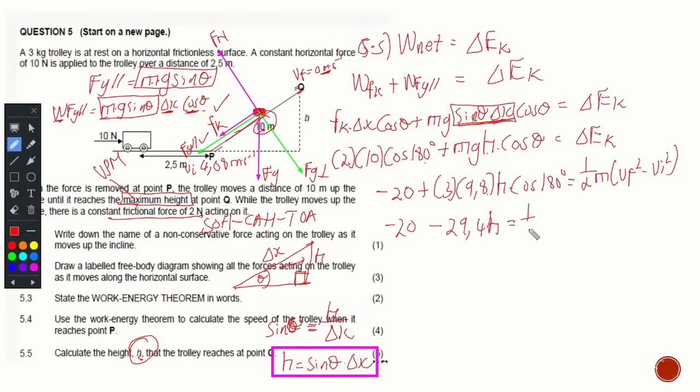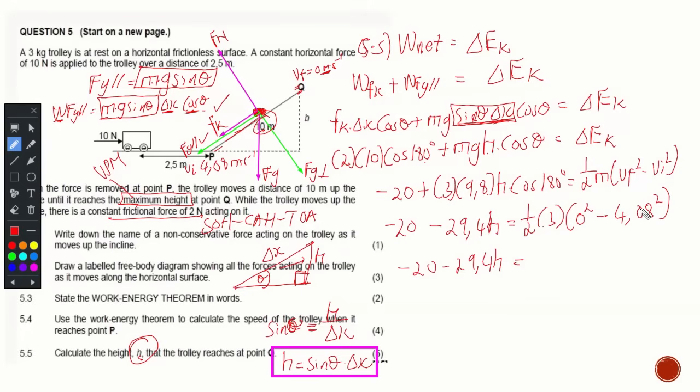So we need to say half. Our mass is 3. And then what's the final velocity? 0, because it will be coming to a rest at the maximum height. And then what's the initial velocity? That's the velocity at P that we calculated previously. Then there we go. So, okay, we have the negative 20 minus 29.4 h, which we can't do anything with. We can't add or subtract these ones. So at this point, you just want to punch what you see here on your calculator exactly as it appears.